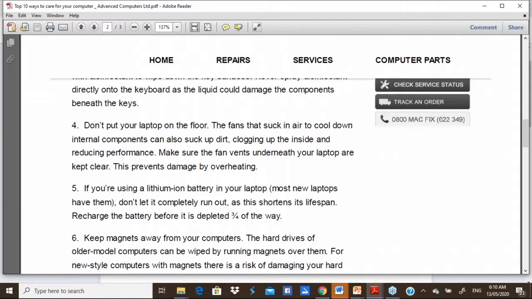So sometimes you say, my system is slow, my system is slow. Not because it is slow, but because you've allowed it to suck in dust. Because of the fan while blowing, it's just sucking dust, and then you have issues. So make sure the fan vents underneath your laptop are kept clear. This prevents damage by overheating. So ensure that you always have space so that there's no overheating in your system.